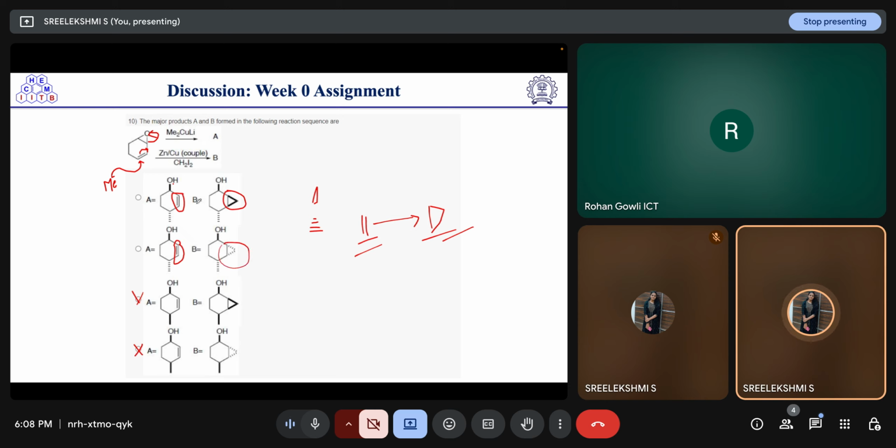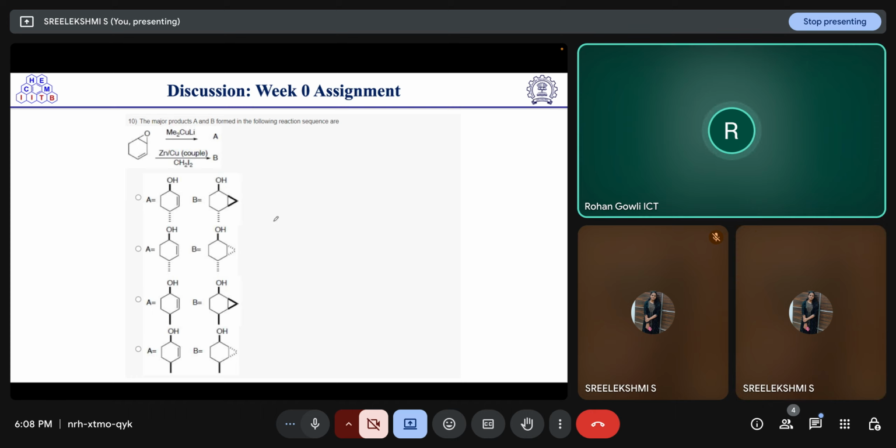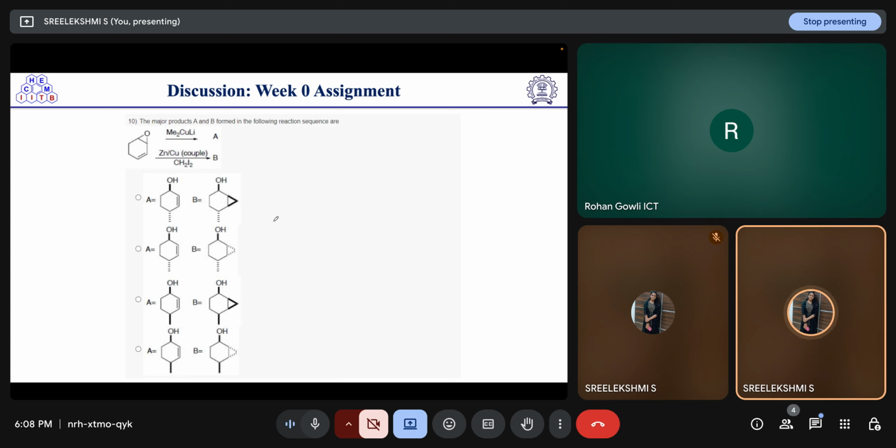But from where? Above or below, or the same side as OH, or the same side as the methyl group, which will be preferred? I think on the same side as OH. Yes. So I will show you the reason why it is from the same side. So the correct answer is option 1.